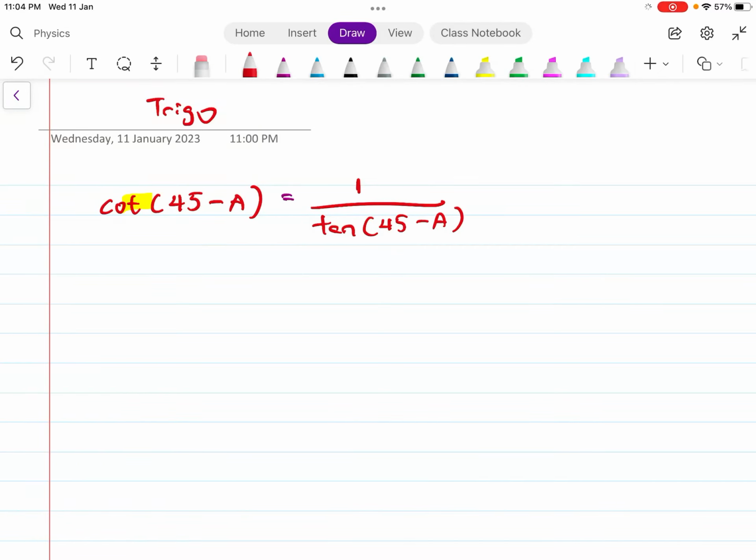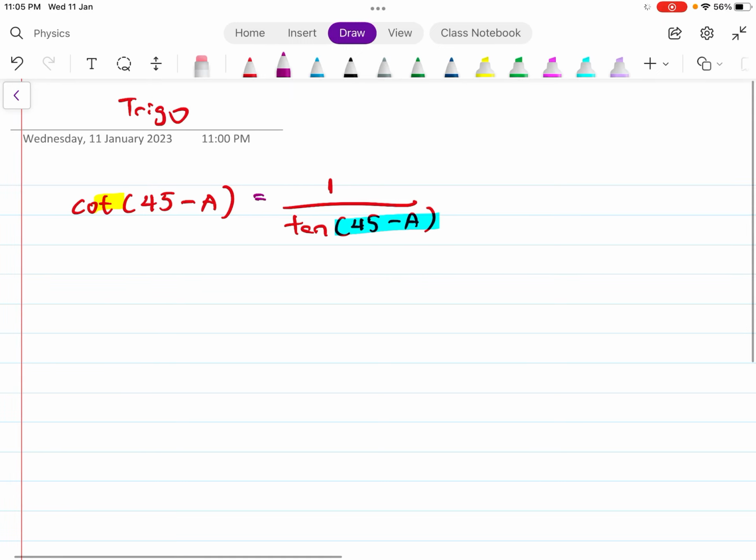Alright, so let's go through this question. So we have this cotangent (45 minus A) bracket, right? First things first, we can make the cotangent in terms of tangent. So for example, we know that cotangent is equal to 1 over tangent (45 minus A). The next thing we need to do is go back to our addition formula, because as long as we see tangent (45 minus A), it is something like tangent (A minus B). So you just need to go back to the addition formula. Then after that, you just put it in terms of this.